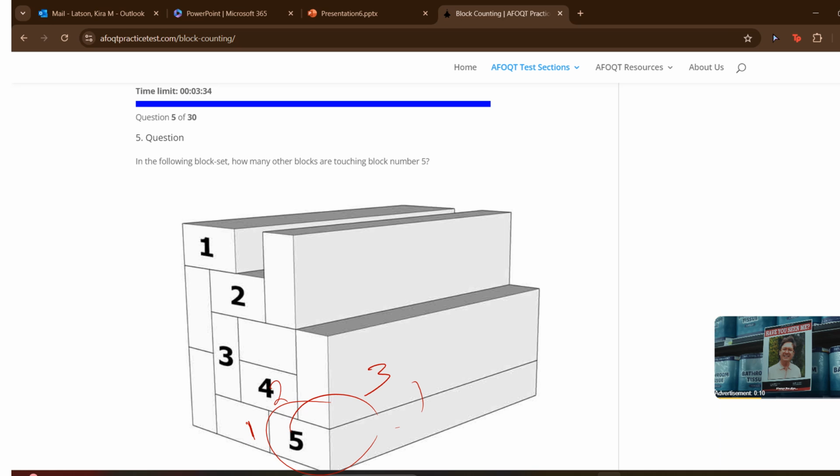Just practice block counting, practice the instrument questions, and move fast. It should be pretty easy to score full points on it. Good luck, good luck, good luck.